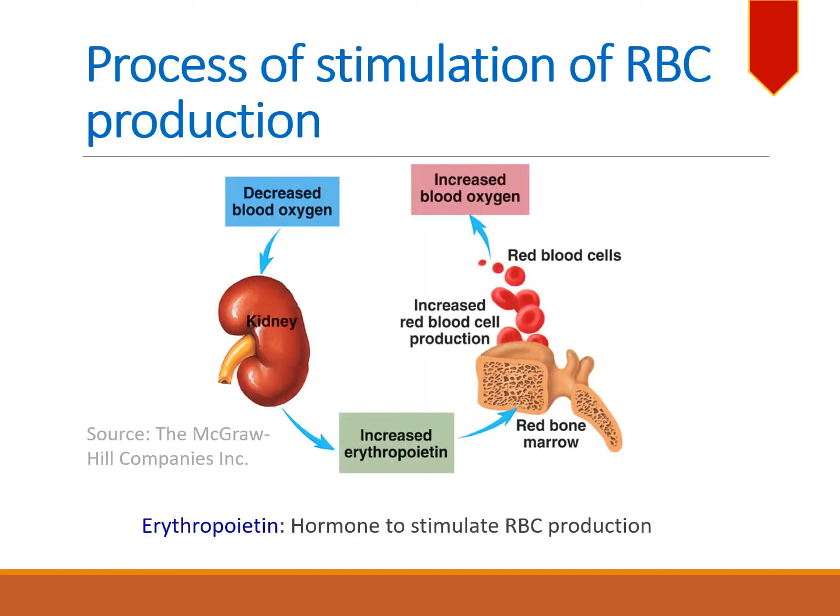Now the process of stimulation of RBC production. Whenever there is decreased blood oxygen, a hormone is released which stimulates RBC production, that is called erythropoietin. It stimulates the production of RBC from the red bone marrow, which helps to increase RBC production and thereby increase the blood oxygen.